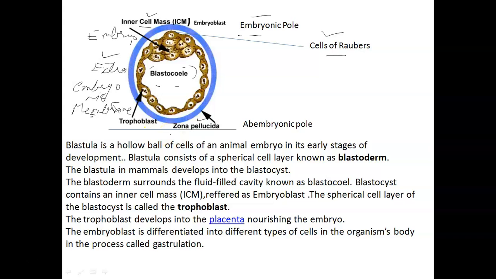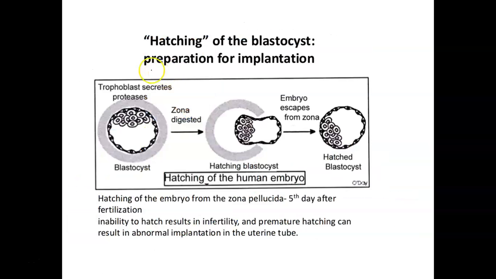Now, a very important event which actually confirms the pregnancy. Fertilization does not confirm pregnancy. The pregnancy is confirmed by attachment of the blastula on the wall of the uterus, which is known as implantation. And this occurs when the blastula reaches the uterine wall. Now the trophoblast layer secretes protease enzymes which digest the zona pellucida layer, and now the blastocyst comes out from the zona pellucida.